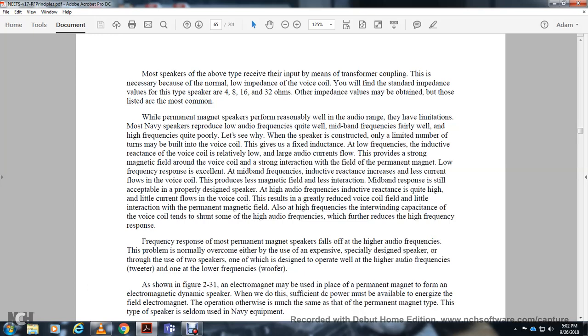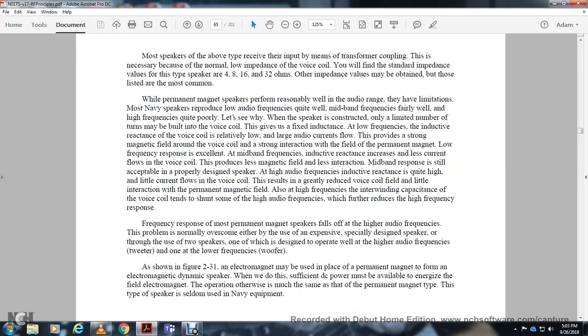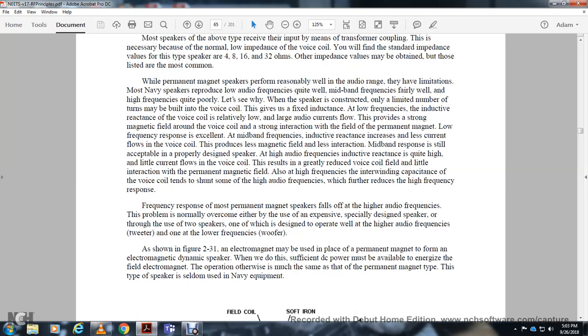At a high audio frequency, the inductive reactance is quite high, with little current flowing in the voice coil. The result is a greatly reduced voice coil field with little interaction with the permanent magnetic field. At high frequency, the interwinding capacity of the voice coil tends to shunt some of the high audio frequency, which further reduces the high frequency response. Because of this, the response of most permanent magnet speakers falls off at the higher audio frequencies.